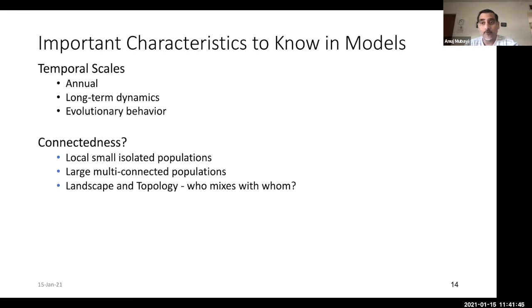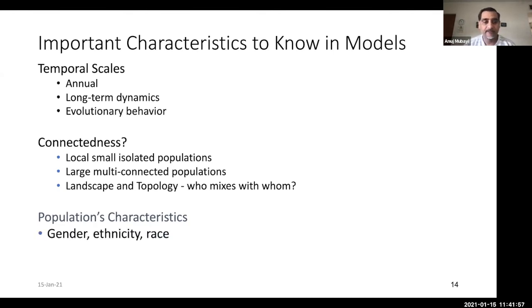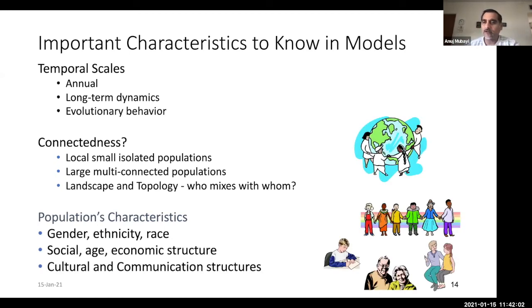Connectedness: whether we want to model an isolated patch, or multiple populations interacting with each other. It could be a very complex topology of populations interacting. Gender, ethnicity, race, social age, and economic structures all become very critical in the modeling. Even though we quickly jump to the mathematical equation, the question of what critical population or modeling characteristics are needed is a very important one to begin with.